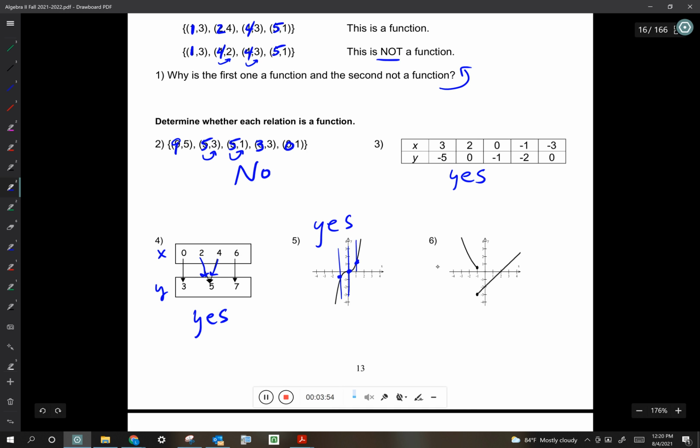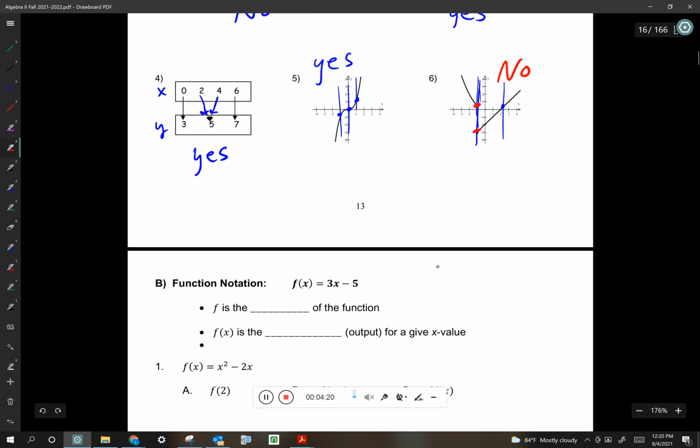This one may seem like it's a function. If you draw a vertical line here, it's only going to hit one time. But do you see, if you were to draw a vertical line right through here, it would hit the graph 2 times? It hits right here. It also hits right here. So all it takes is one example of a vertical line touching more than one time, and it is not a function.